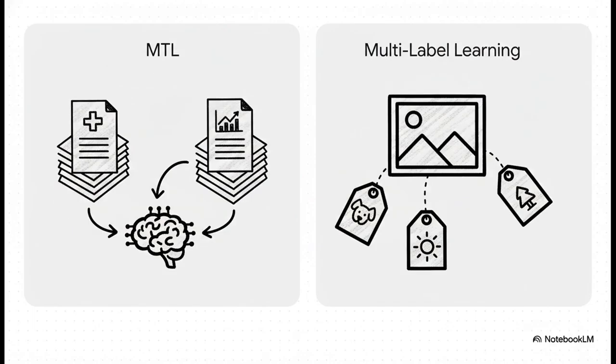And hey, don't mix it up with multi-label learning either. They sound similar, but they're not the same. With MTL, you could have, say, one huge data set for predicting patient health and a totally separate one for predicting stock market trends. The AI learns from both at once. But with multi-label learning, it's all about one data set. You've got one photo and you're just slapping multiple tags on it, like dog, park, and sunny. See the difference? Separate tasks versus multiple labels for one thing.